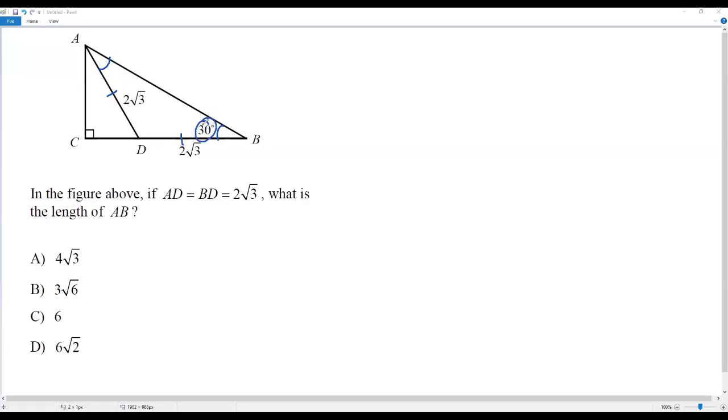So already we know the measure of angle over here, that is 30 degrees. Then the angle measure over here also must be 30 degrees because both of them are opposite to the sides of equal length. Okay, then what must be the angle measure over here?